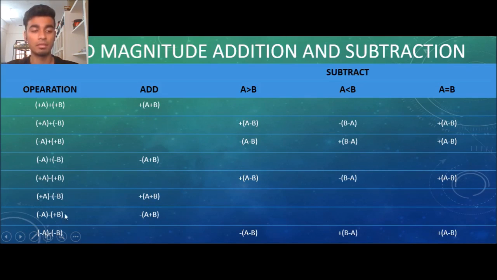And in the 7th case, we have taken A as negative and B as positive, so the answer will be minus of A plus B. And in the final case, we have taken both A and B as negative. So when A is greater than B, the answer will be minus of A minus B. When A is smaller than B, the answer will be plus of B minus A, and when A and B are equal, the answer will be plus of A minus B.